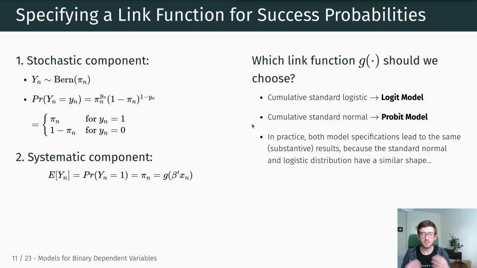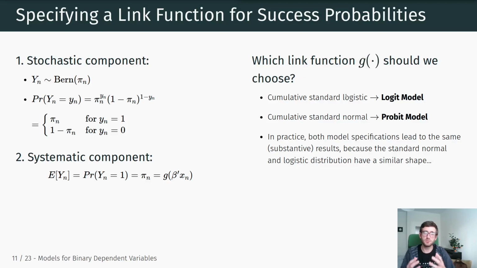Okay, and so obviously the question we have to answer is which link function g should we choose? There are different possible link functions that we can choose from, and two that are used as standard link functions for problems such as this are the cumulative standard logistic function, which results in the Logit model, and the cumulative standard normal, which we've seen before, which ultimately results in the Probit model. Okay. I'm going to show you a comparison of how exactly they look in a second. But you can think of the difference between Logit and Probit as just the difference in this link function, right?